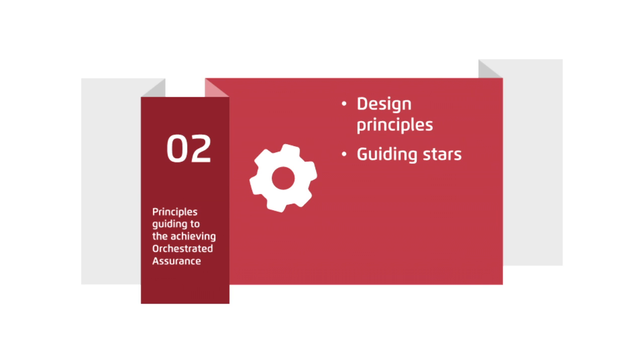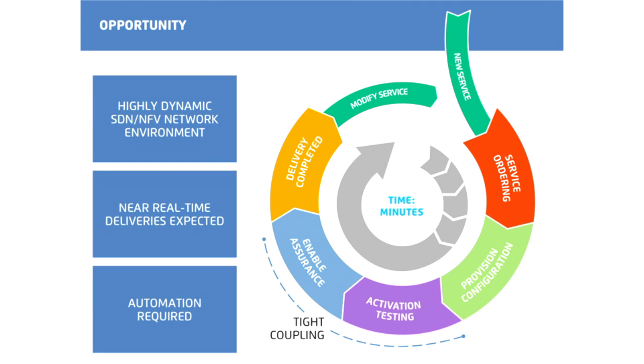Okay, thank you, Mats. I would like to go back to the previous page a little bit before I continue here. Note well, there is a big difference between this circle and the straight line Mats previously showed. Note well that we have merged enabling assurance into the overall orchestration flow. It's not something done afterwards.